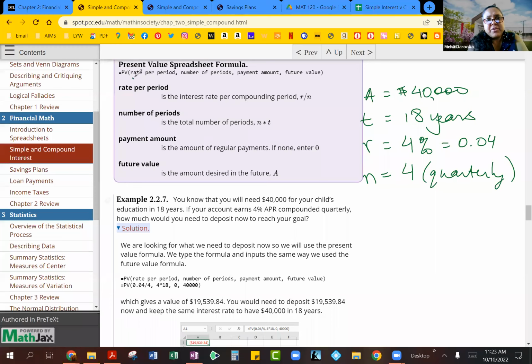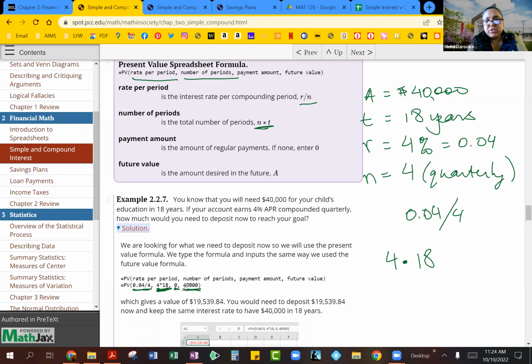For the rate per period, you're going to take R divided by N. So that is going to be 0.04, our interest rate, divided by how many times the interest is being calculated, 4 times a year, quarterly. So you can see that's where that 0.04 divided by 4 is coming from. Then for the number of periods, we do N times T. Your N is quarterly, 4, and we're doing this for 18 years. So 4 times 18 is where this is coming from. We're not making regular payments, so this argument stays 0, and then our future value is $40,000.